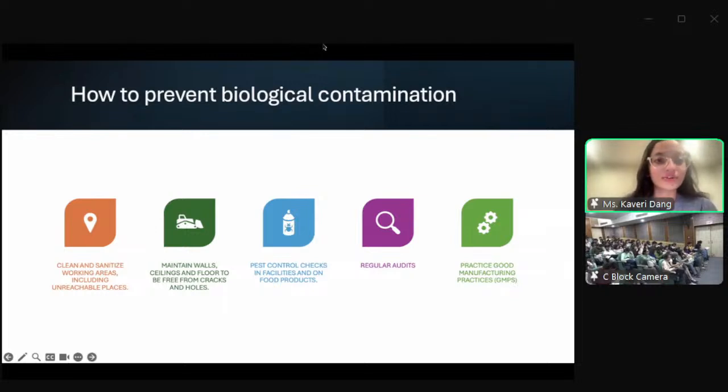So, first is, of course, we need to clean and sanitize all our working areas, including unreachable places, because those places are the ones where we often neglect, and those areas have higher chances of bacterial growth or any contaminant growth. So, we need to be checking those areas as well.